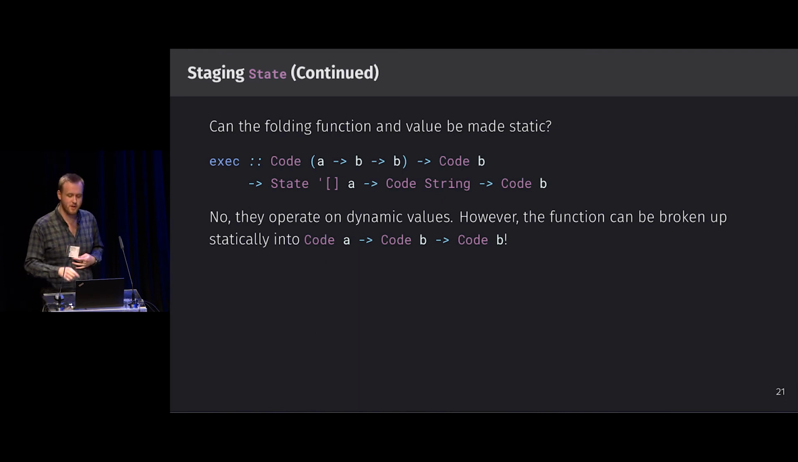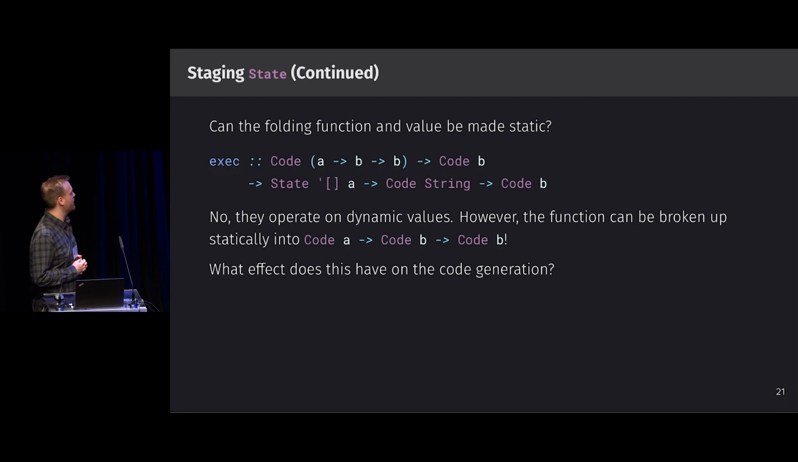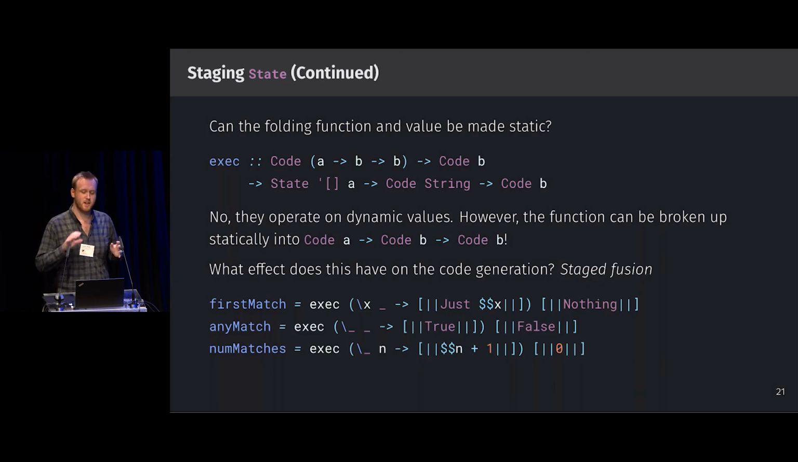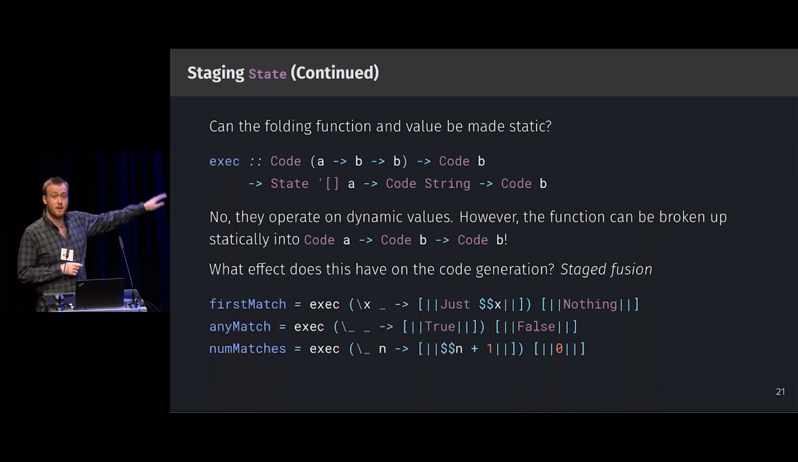Now, what's the effect of doing this? Well, it's actually really cool. And if we look at the definition of first match, any match, and none matches, it's kind of changed a little bit. In particular, these arguments are now meant to be code. So they are not values at runtime, they are values that represent runtime values. And you'll notice that some of them have been ignored.